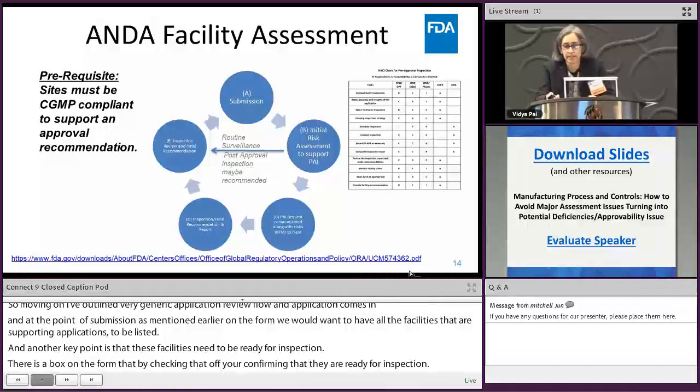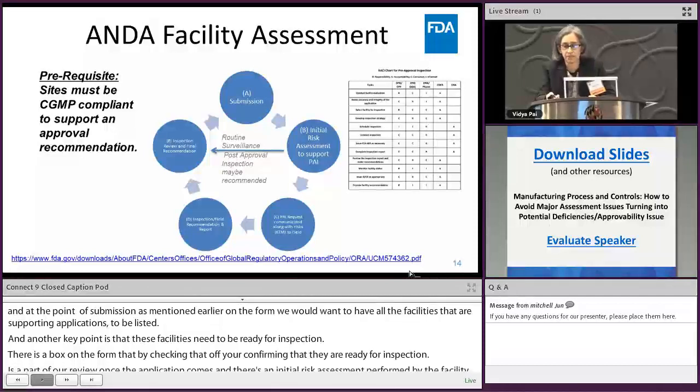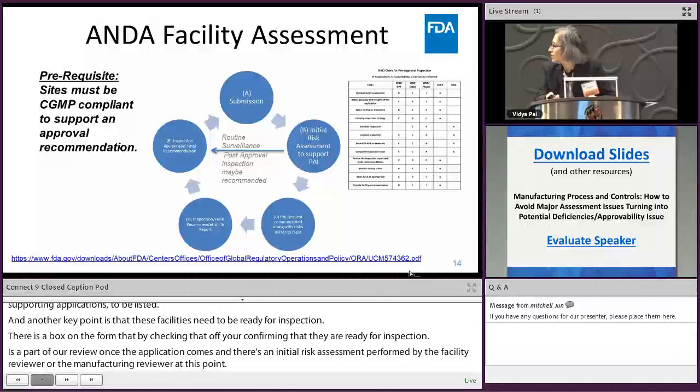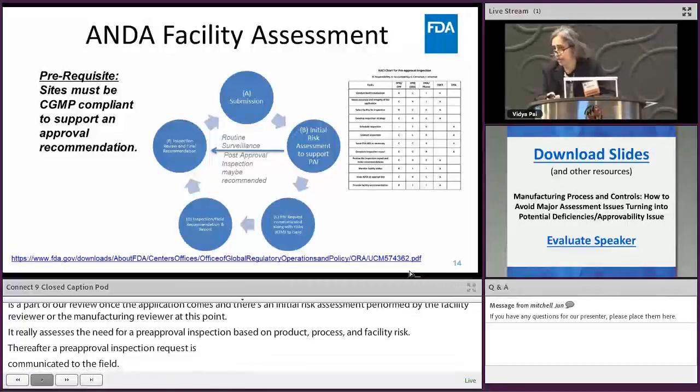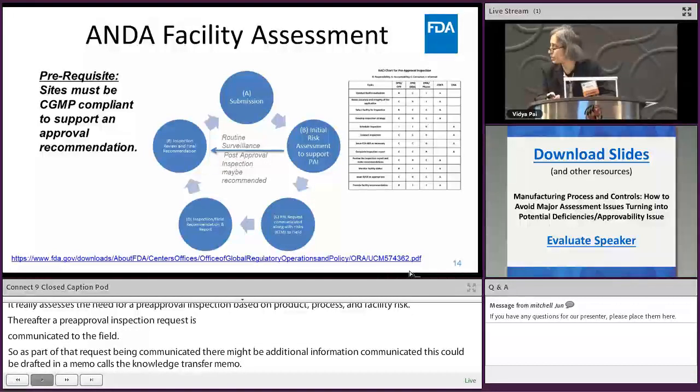It assesses the need for a pre-approval inspection based on product, process, and facility risks. Thereafter, a pre-approval inspection request is communicated to the field. As part of that request being communicated to the field, there may be additional information communicated. This could be drafted in a memo called the knowledge transfer memo. So the reviewer would communicate with the investigator and highlight areas that would warrant coverage that are product specific as part of the pre-approval inspection. As appropriate, the reviewer may participate on the inspection.